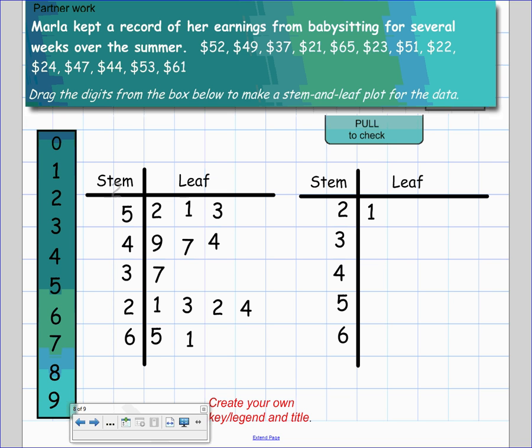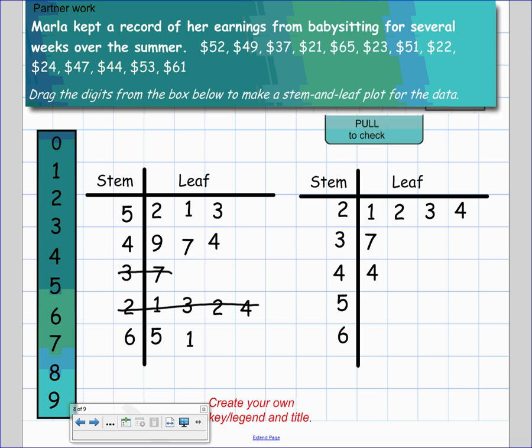21, 22, 23, and 24. Okay, done with that one. Our 3s, 37, that was easy. Done with 3s. For our 4s, we got a 9, a 7, and a 4, so 4, 7, and 9.